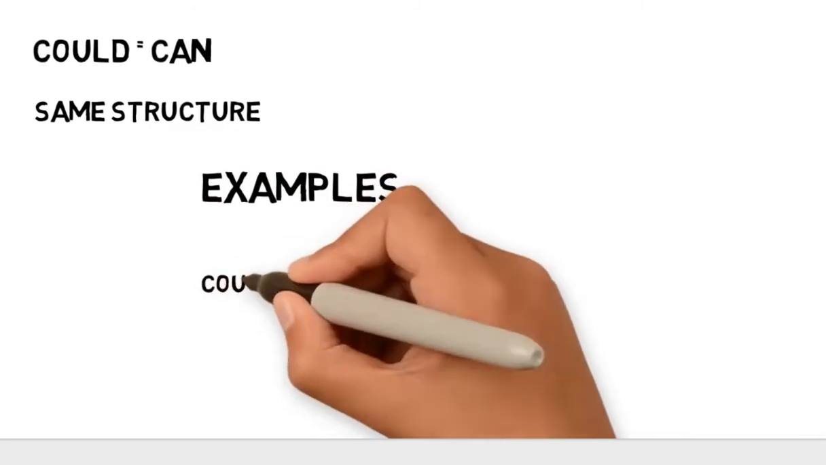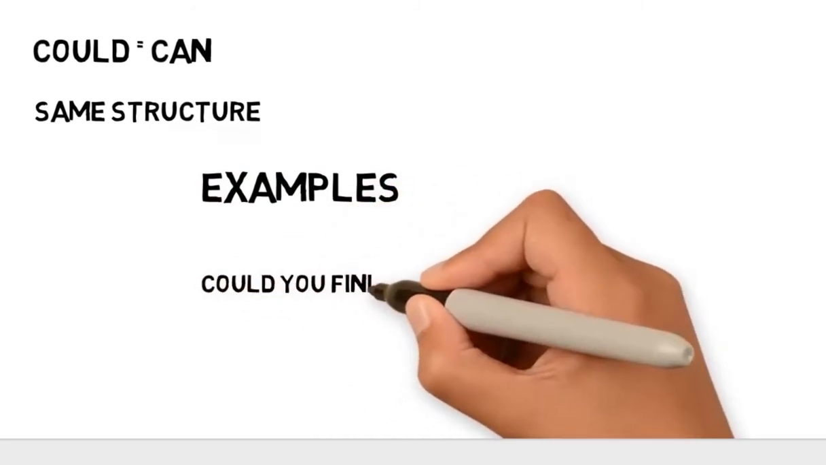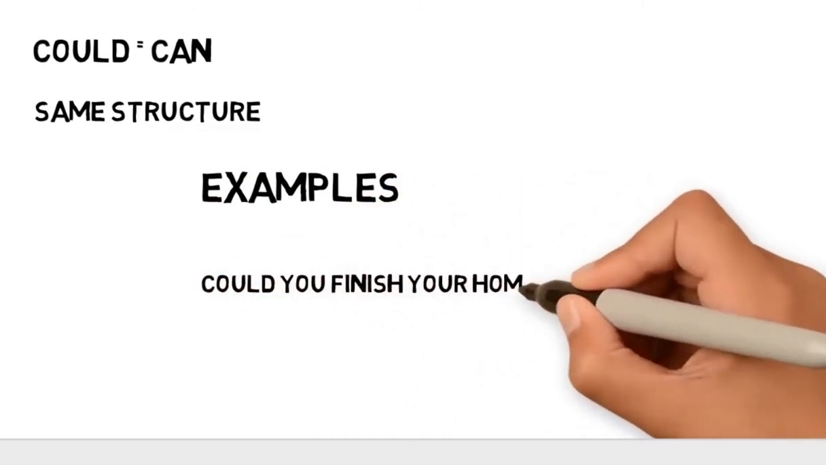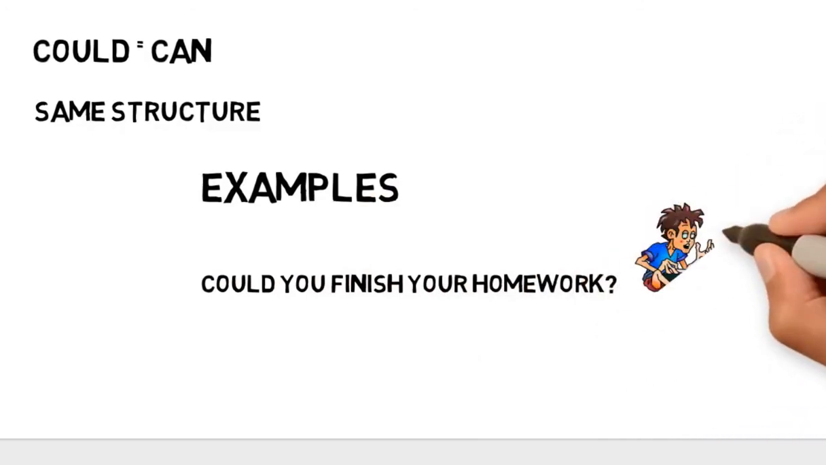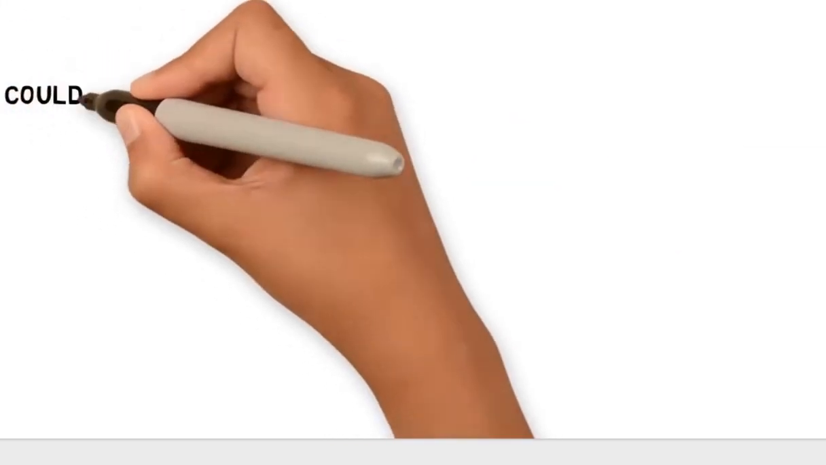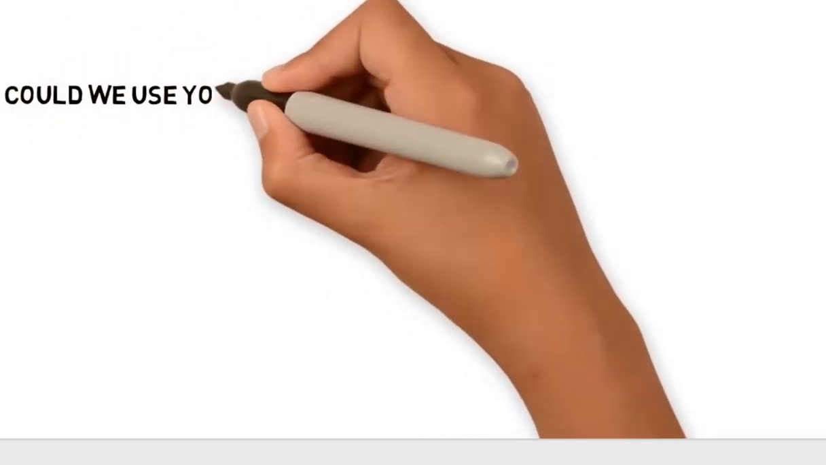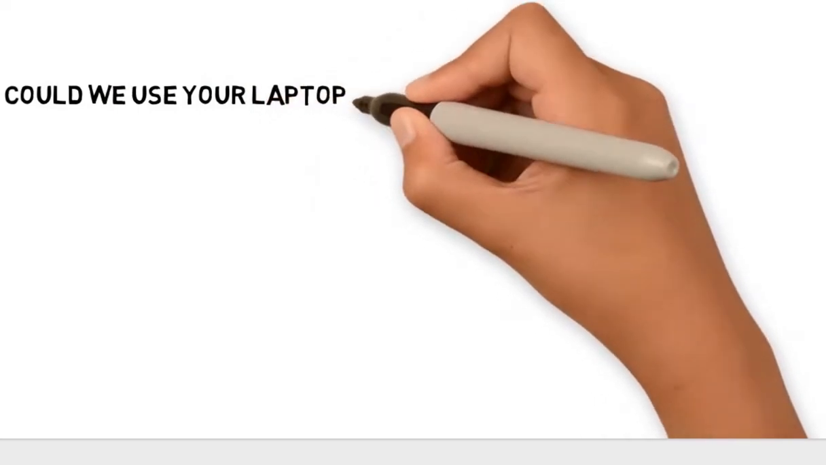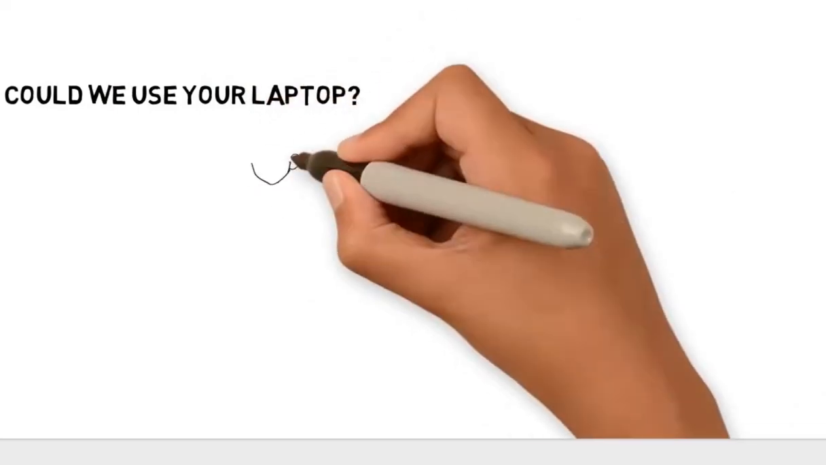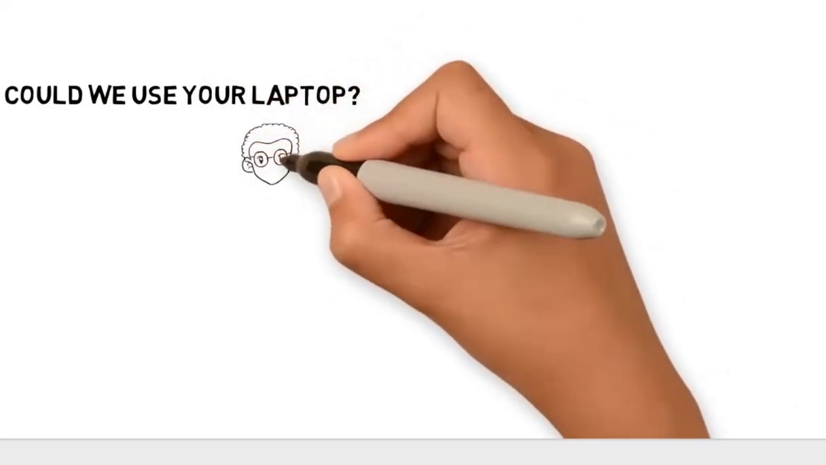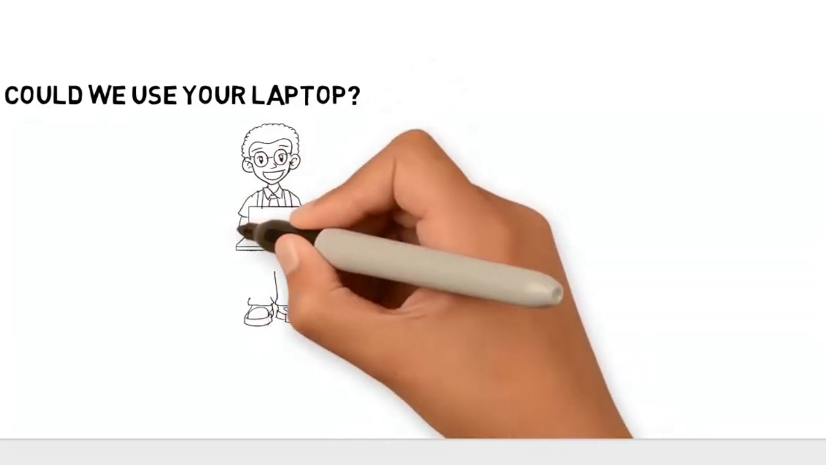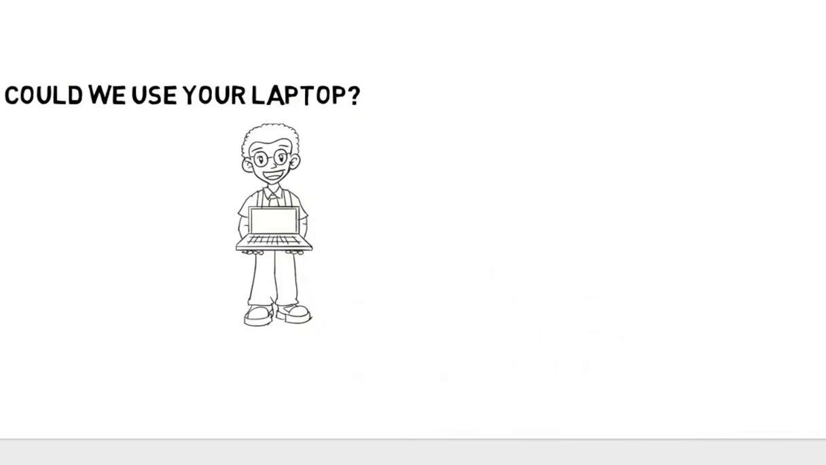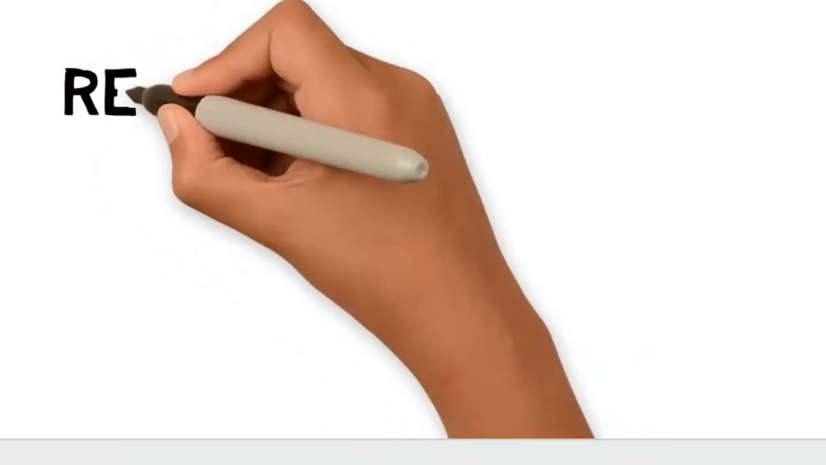Could you finish your homework? This could is being used to express ability, meaning were you able to finish your homework? Maybe last night? Another example. Could we use your laptop? We needed it. In this sentence, could refers to permission, something that was done in the past, meaning were we allowed or permitted to use your laptop?